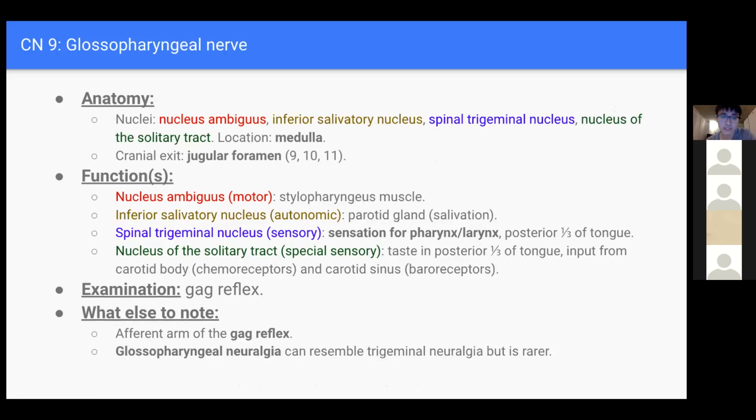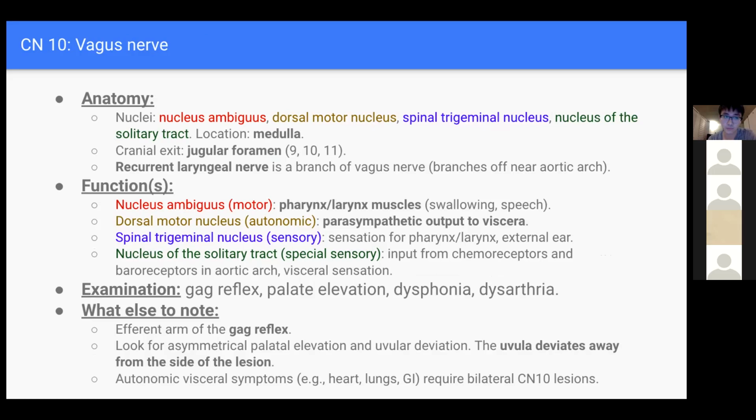If we go back a slide, you see that the glossopharyngeal also does one muscle, the stylopharyngeus, so it plays a role in it as well, but it's really mostly the 10th nerve. And the second important thing to note is the dorsal motor nucleus. That's the parasympathetic nucleus for the vagus nerve.